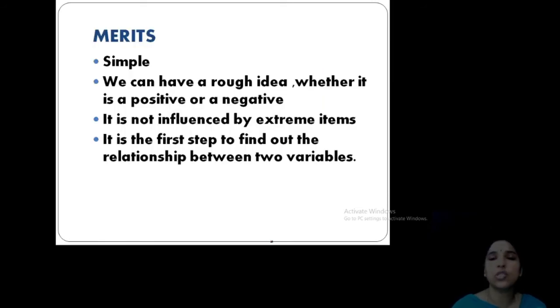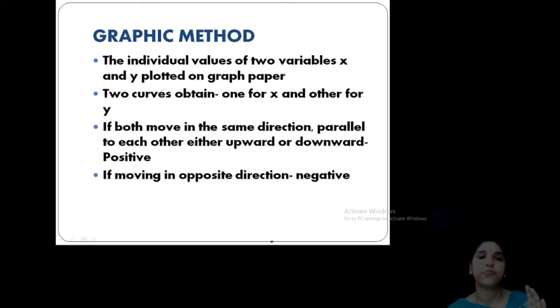Then what are the merits of this scatter diagram? It is very simple. You will get a rough idea whether it is positive or negative, and it is not influenced by any extreme items. It is a simple first step to find out whether there is any relationship between two variables. Then the next method is the graphic method. Take a graph paper and draw the x and y coordinates.